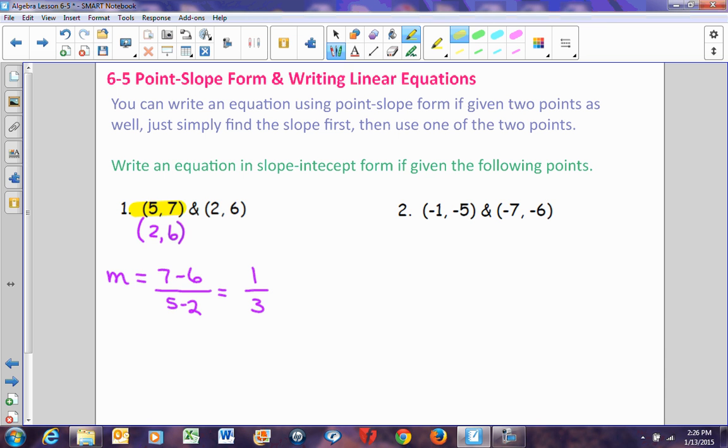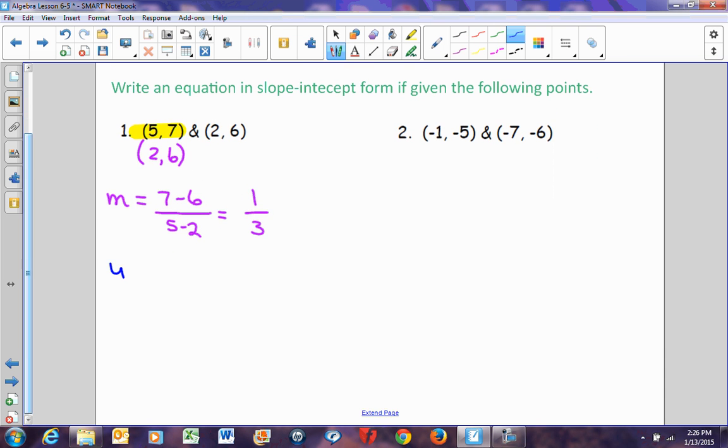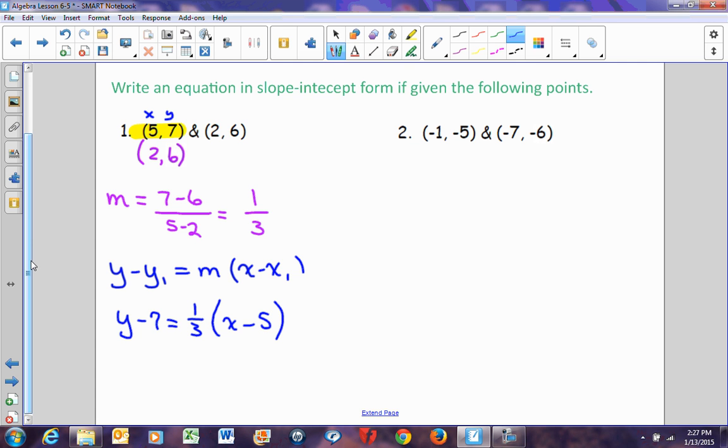So if I use that point in my equation, y minus y1 equals m times x minus x1. If you write this equation out a bunch of times, you will have it memorized. So my x value is 5, my y value is 7, so y minus 7 equals 1/3 parentheses x minus 5. Distribute: y minus 7 equals 1/3 x minus 5/3, because you multiply straight across the top, straight across the bottom.